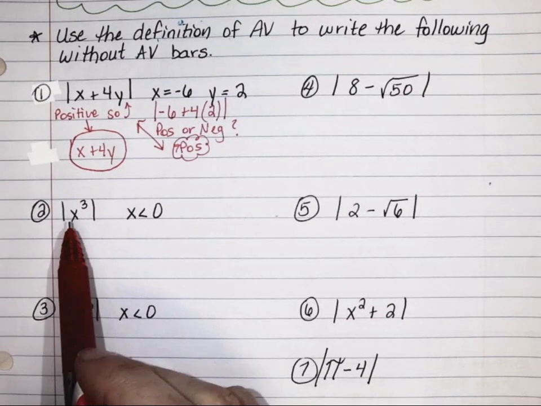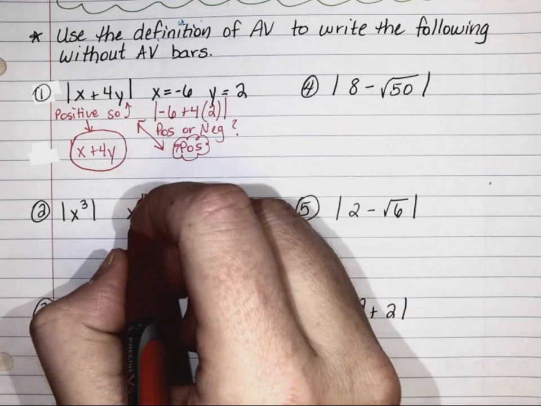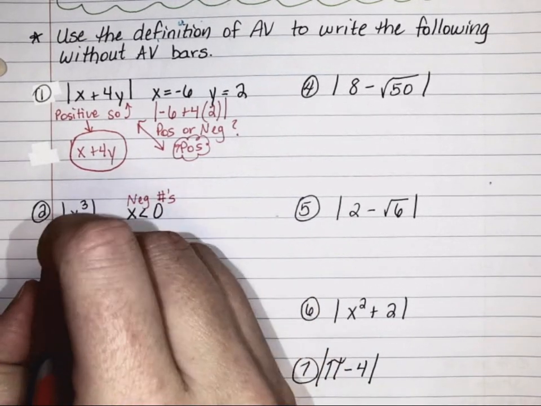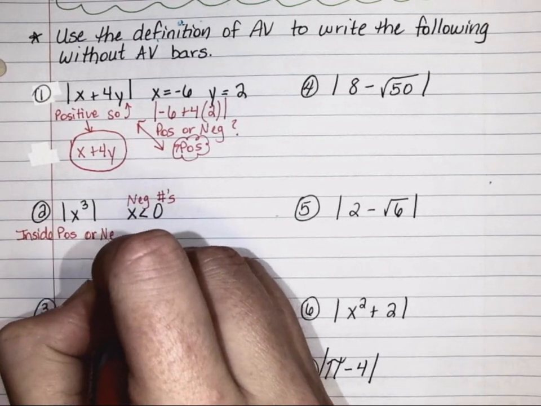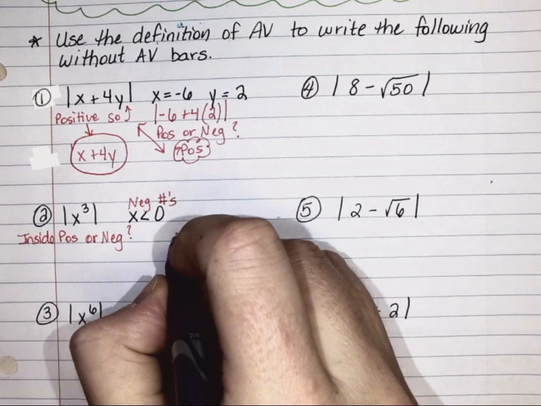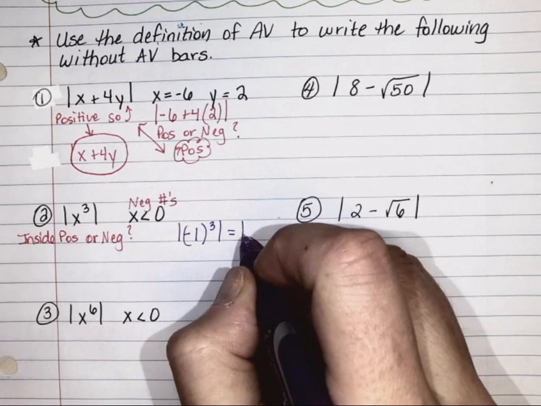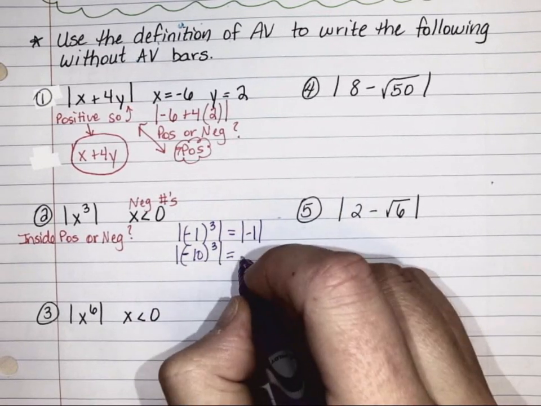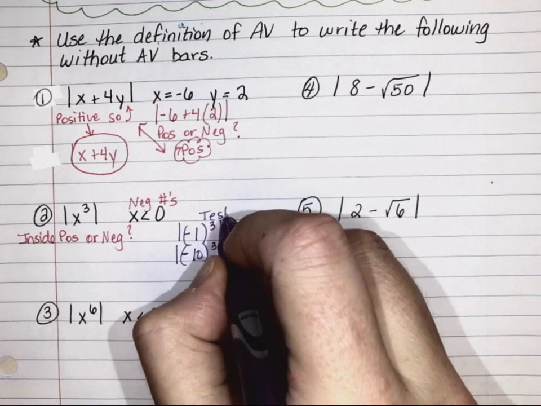Okay, number 2. They give you the absolute value of x cubed, and you're told that for all the values where x is less than 0, this would mean that we're dealing with negative numbers or negative values. So you first have to determine, is the inside going to be positive or negative? And let's test some values. So we can test some and think about it. If I plug in -1 and cube it, then I'm going to get -1. If I plug in -10 and cube that, I'm going to get -1000. So notice that my inside is negative.